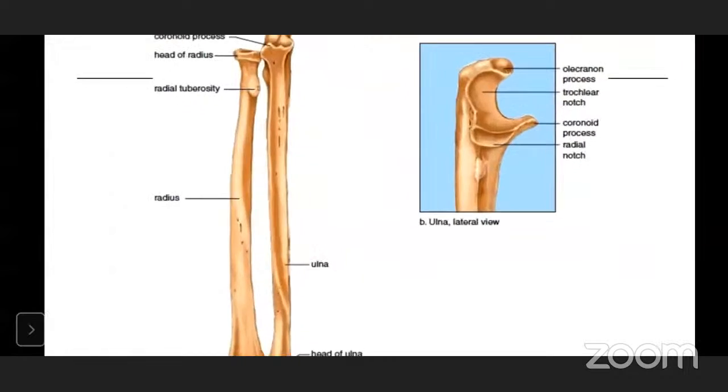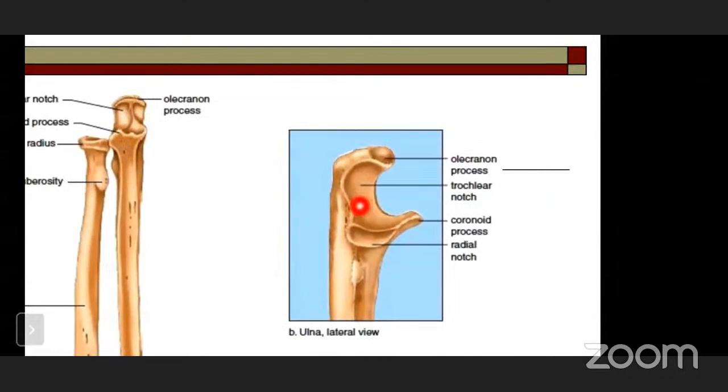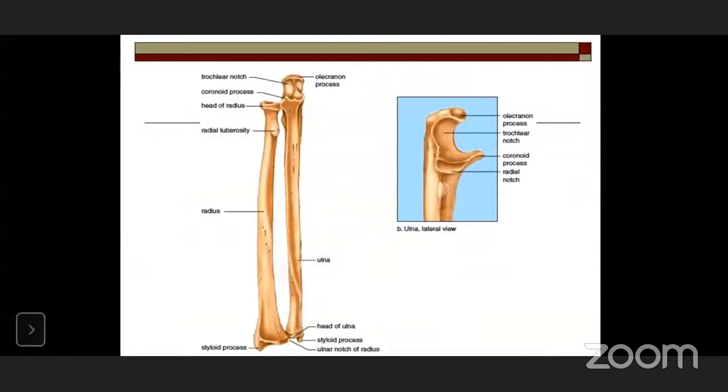Here you can see in the ulna, this is the trochlear notch, and this one is the radial notch, where the head of the radius articulates. There is the proximal radio-ulnar joint. That you have to highlight.